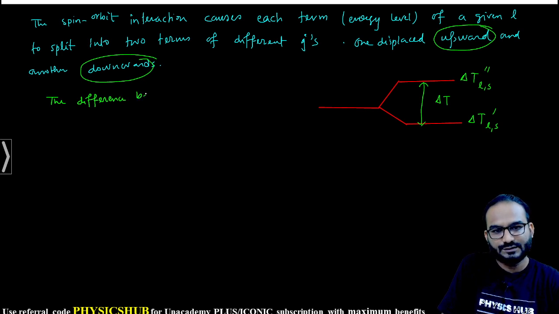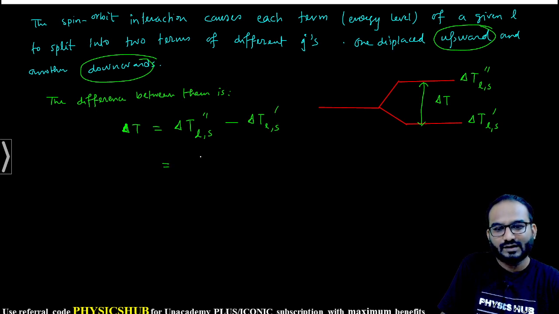The difference between them is given by this value of delta T. So this is equal to delta T LS double prime minus delta T LS single prime, and I am not going to derive it, but I am writing the final expression which you should remember, that is R infinity alpha square Z to the power 4.